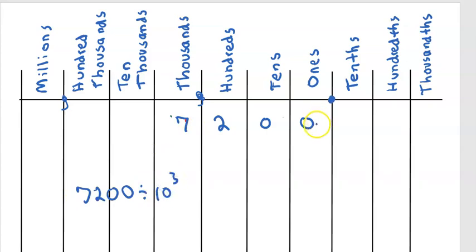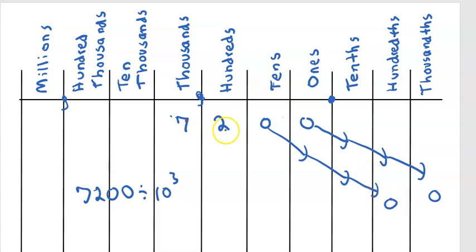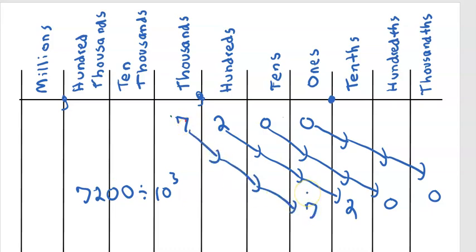3 shifts for everything. 1, 2, 3. Shift this 2. 1, 2, 3. Okay? All these are shifted over. And look, here's my decimal point right there. So I have 7 ones, 2 tenths, 0 hundredths, 0 thousandths.